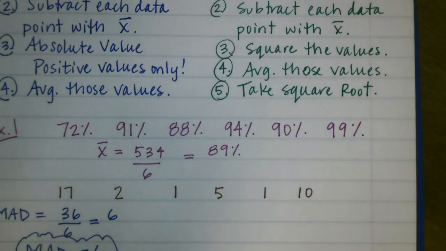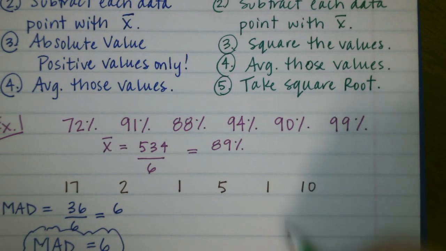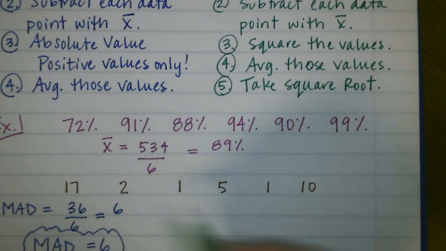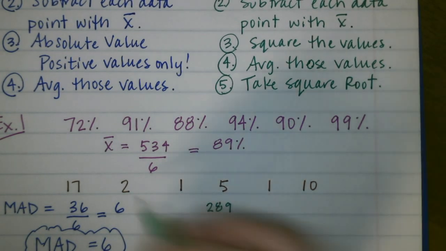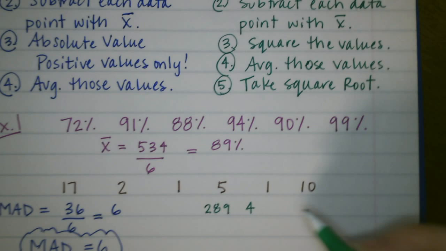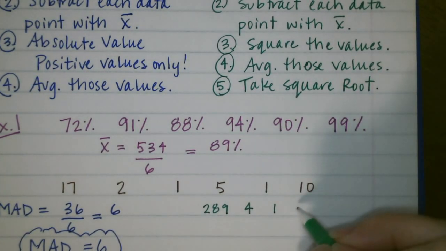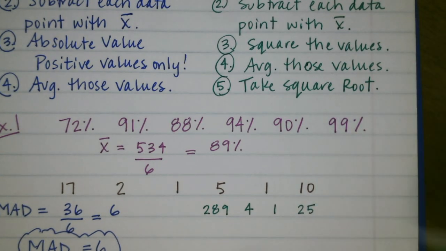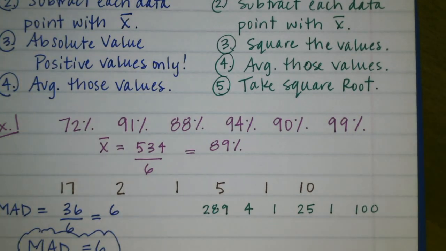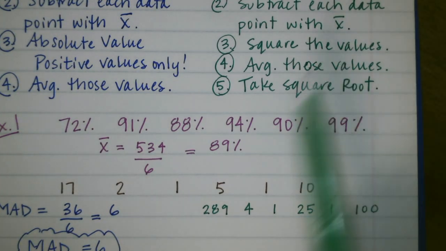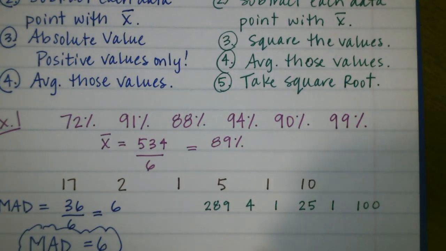All right, now let's move over and take care of the standard deviation. Okay, so the standard deviation, after we subtract each of those values, we need to square them. So 17 squared is 289. 2 squared is 4. 1 squared is 1. 5 squared is 25. 1 squared is 1. And 10 squared is 100. So now I have my squared values. So now I need to average these.